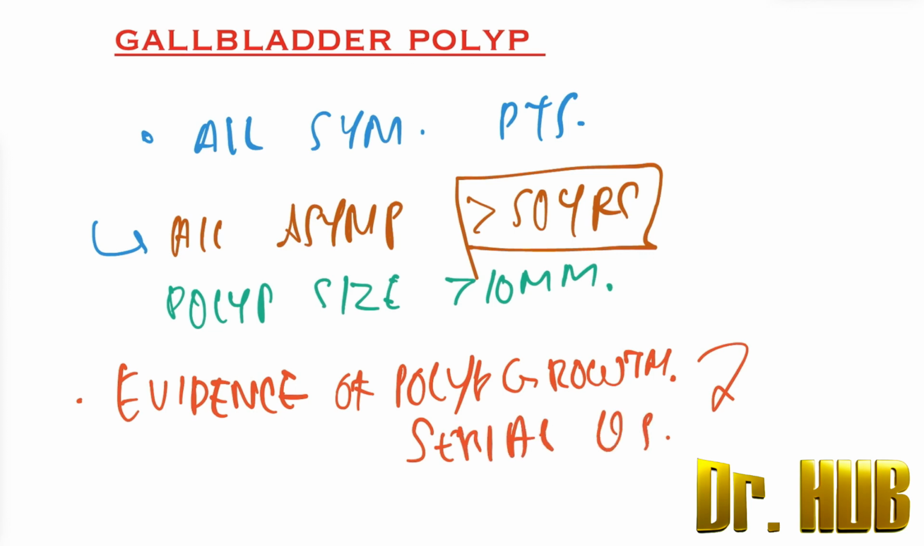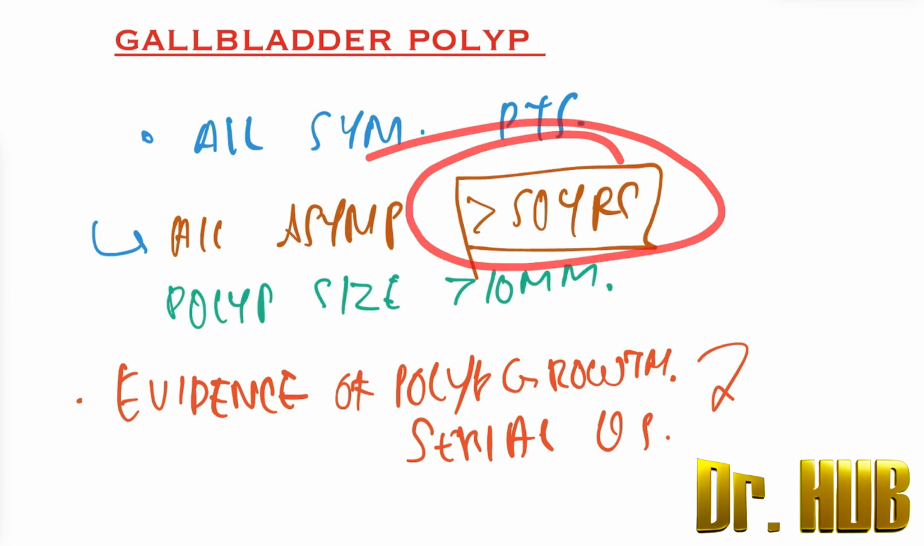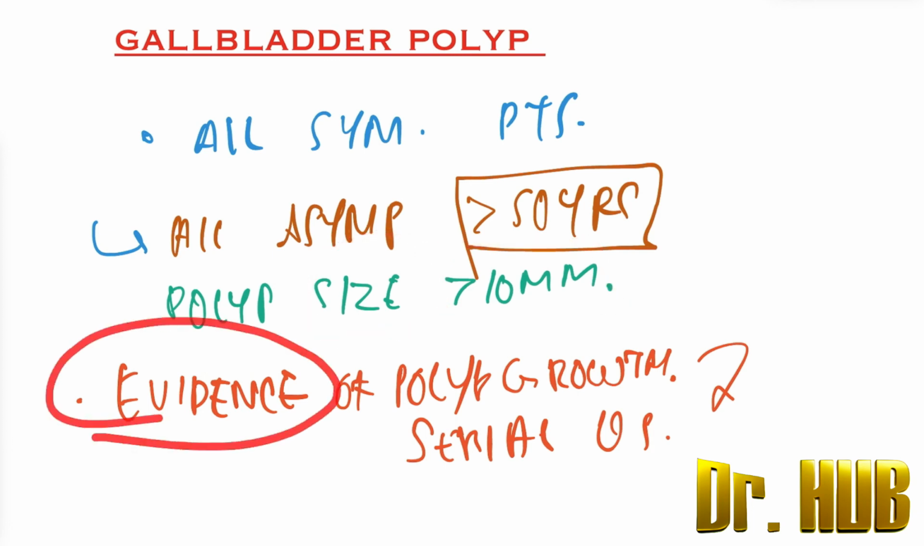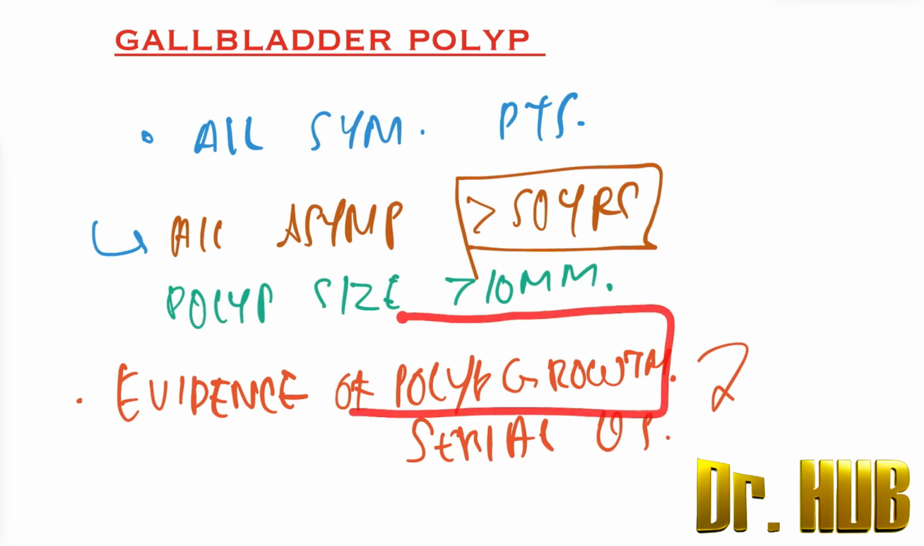So now let's recap. Here we saw the indications for cholecystectomy in gallbladder polyp. The first point is all symptomatic patients. The second one is all asymptomatic patients, but the age is considered, that is greater than 50 years. Next is the polyp, meaning a size of greater than 10 mm. Next is the evidence of polyp growth, and this is seen on serial US, that is, ultrasonography.